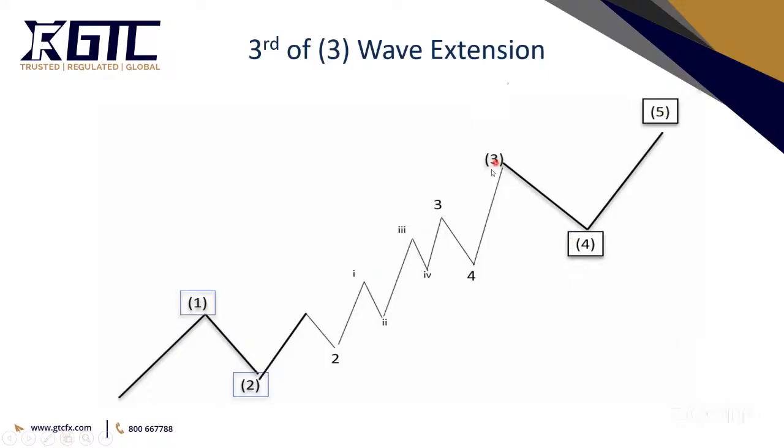And between that, bracket 3 is subdivided into 5 waves: 1, 2, 3, 4, and 5. And again, if you can see the subdivisions of wave 3, it is also subdivided into 5 waves. So it is called a third of third wave extension. Normally, this third of third wave extension occurs in between the impulse wave.